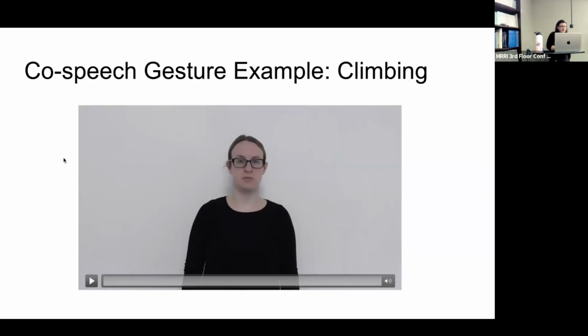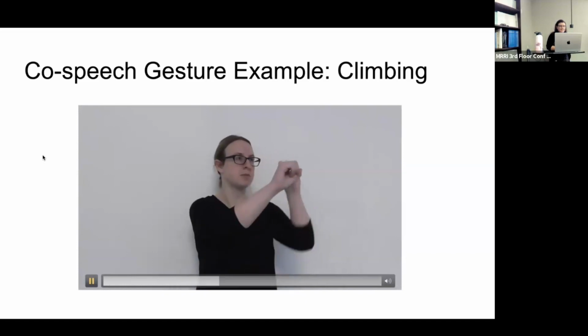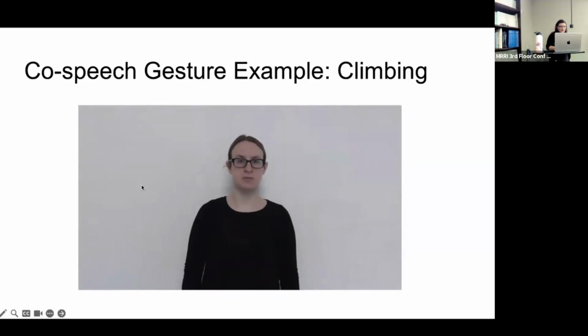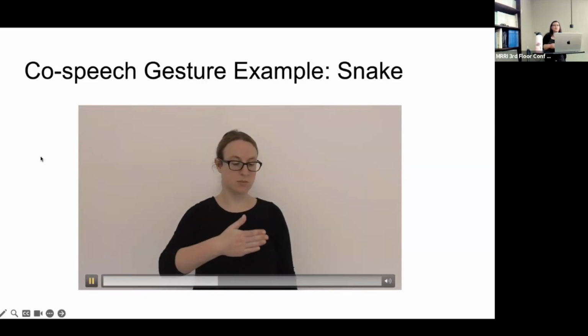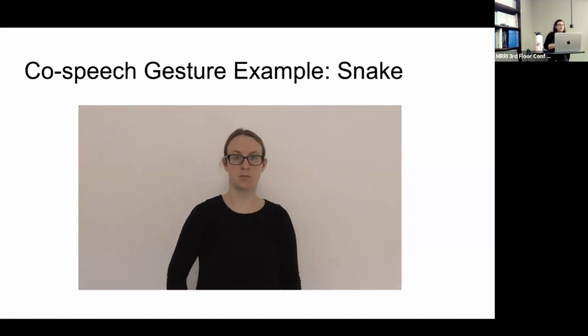And so this is the gesture that we are using to represent the concept of climbing. And then the concept of an object like snake, for example. Here's the gesture that we used. So this gives you an idea of what meaningful co-speech gestures look like. They evoke some of the action-related or visual aspects of the concepts that are being referenced.